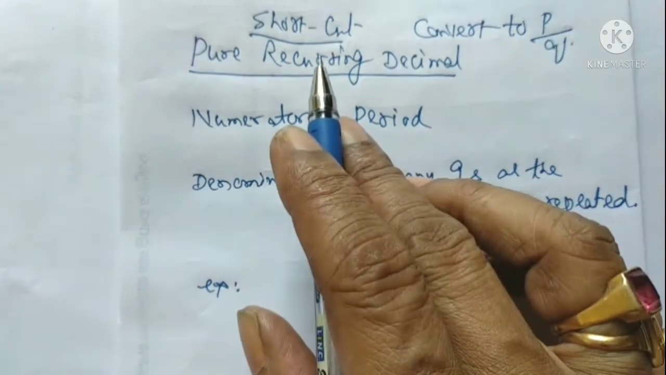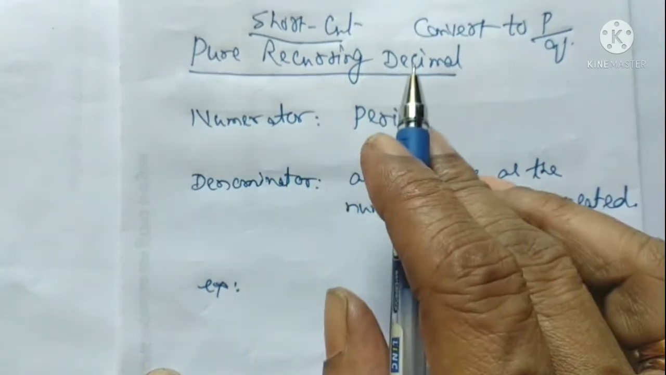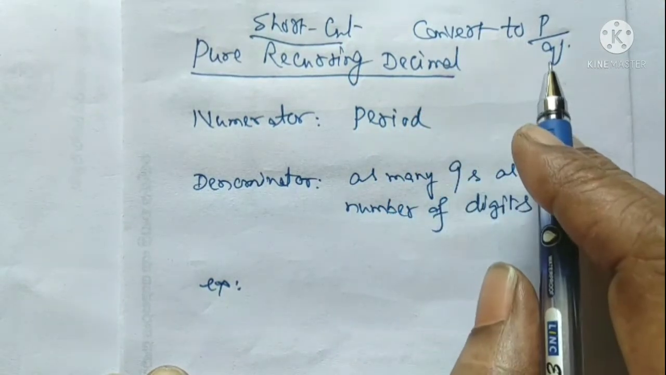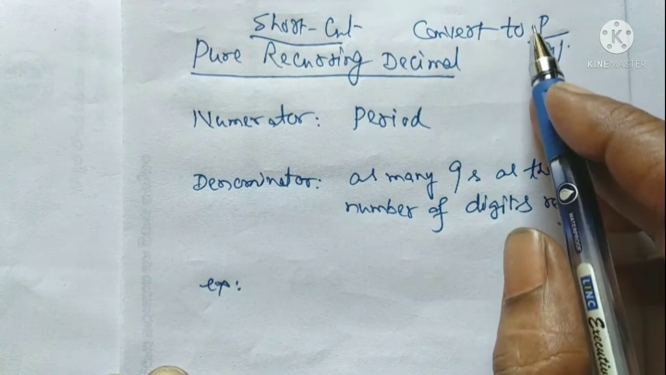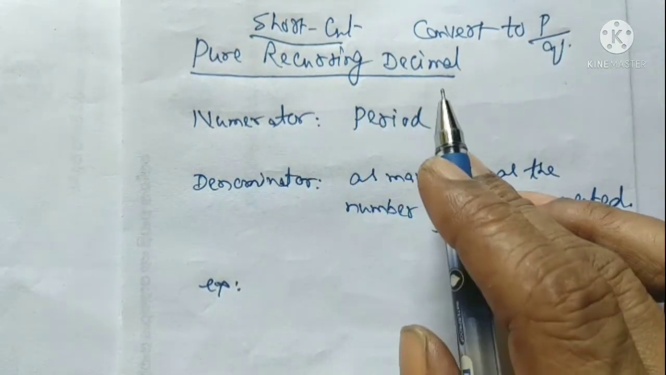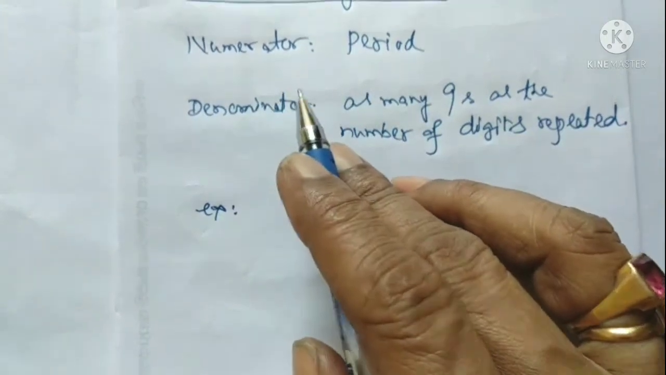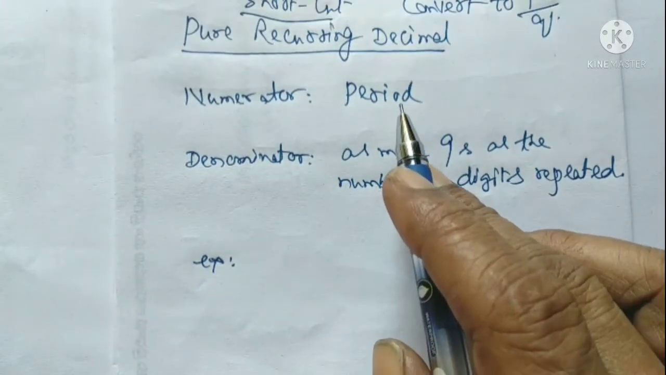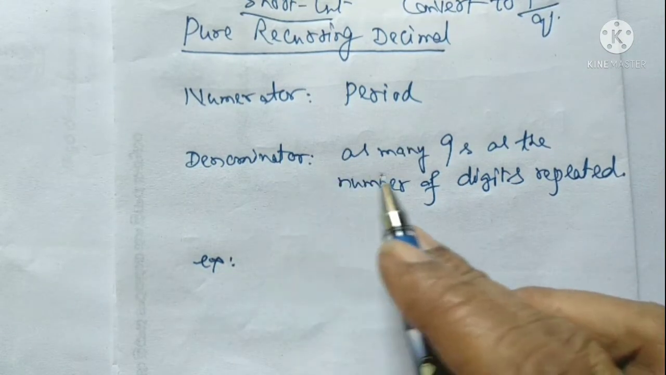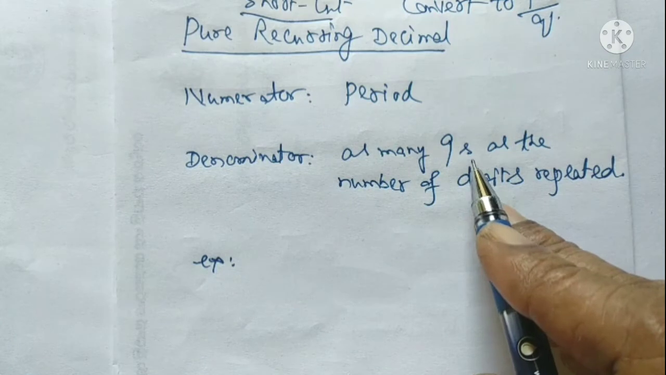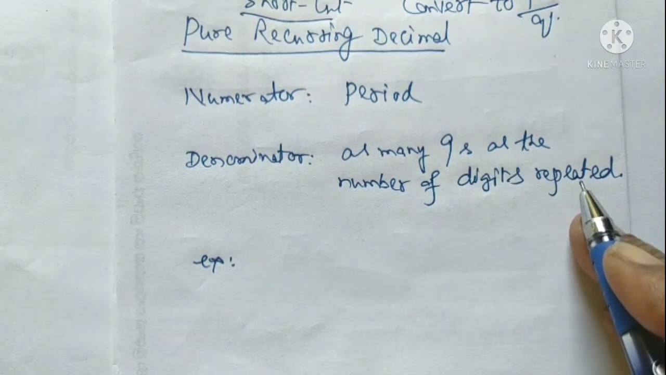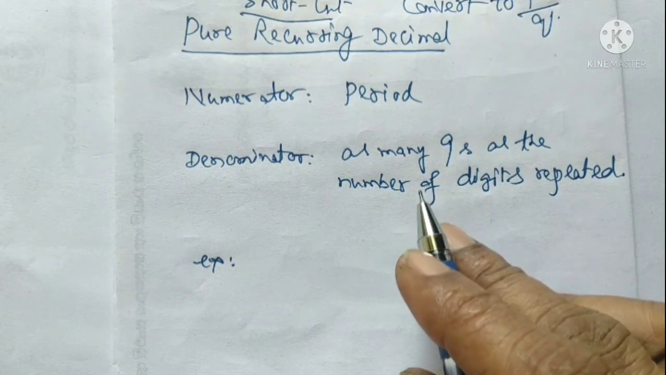The shortcut for pure recurring decimals. When you are converting it into p by q form, we have the numerator and the denominator. In case of pure recurring decimal, the numerator is the period of the decimal and the denominator is as many nines as the number of digits repeated. Let us understand this with an example.